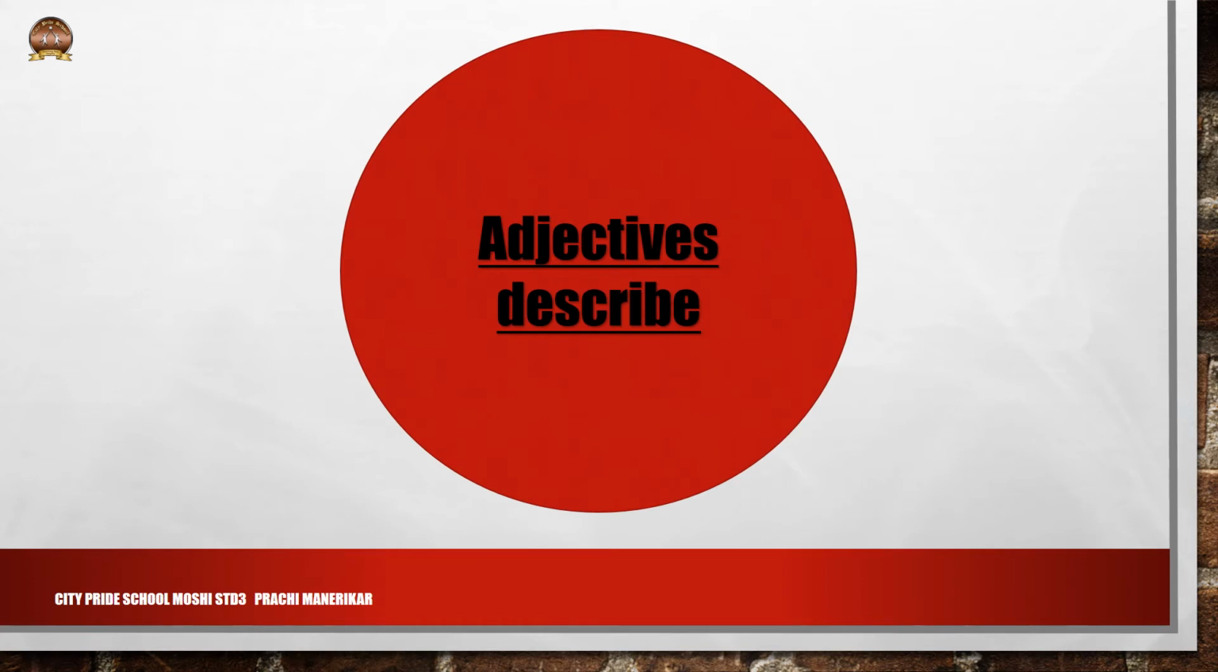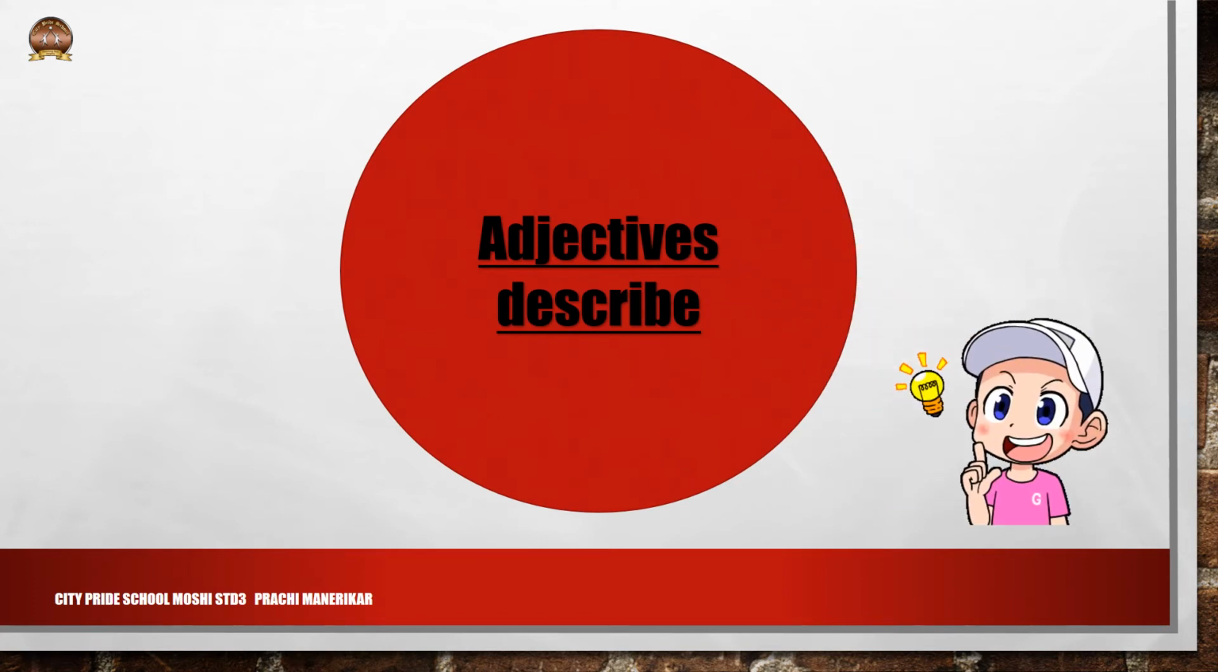Now, what do adjectives do? Adjectives describe nouns. For example, he is a tall boy. Correct. How is the boy? He is tall. So the word tall is describing the boy, which is a noun. So tall becomes an adjective. Correct.